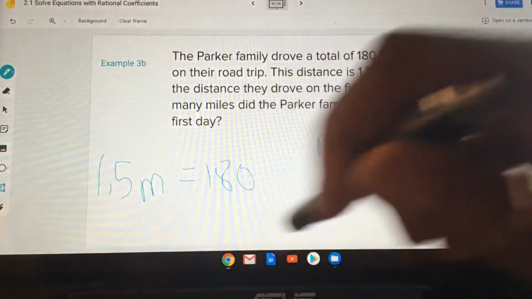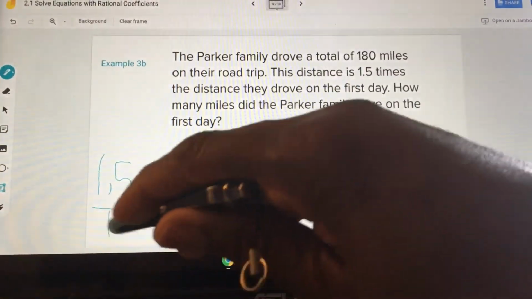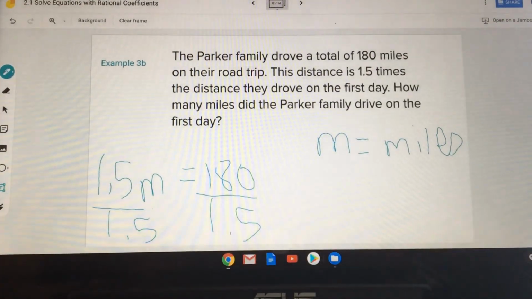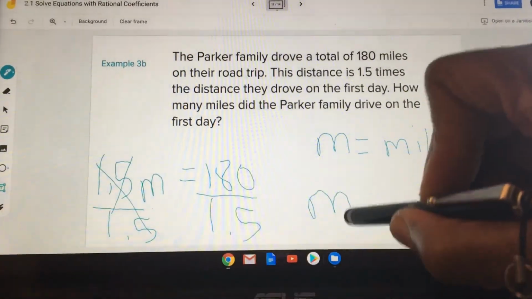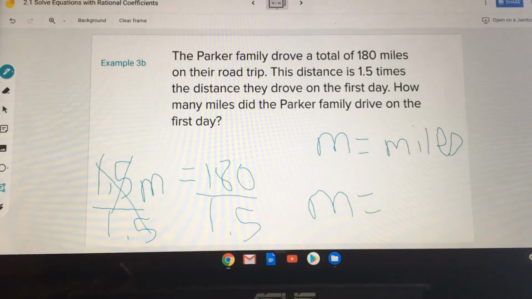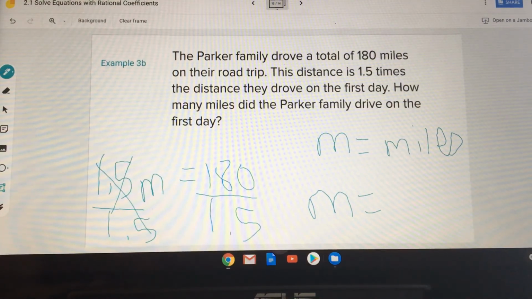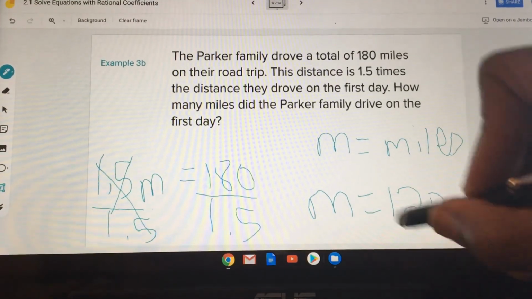The opposite of multiplication is division. And we are going to divide both sides by 1.5. When you do 1.5 divided by 1.5, you get M all by itself. So far we have M equals, and then you do 180 divided by 1.5, and you will get 120. So 120 miles. See, M is miles.